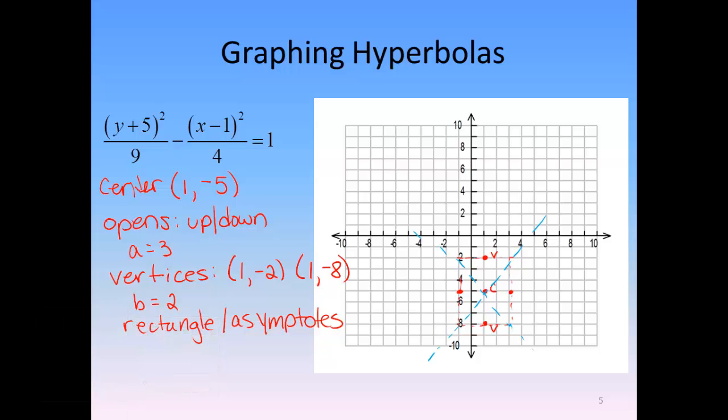This one opens up and down, so I'm going to have to use the vertex here, right along the asymptote, hit the vertex, right along the asymptote. Right along the asymptote, hit the vertex, right along that asymptote. And there is the graph of that hyperbola.